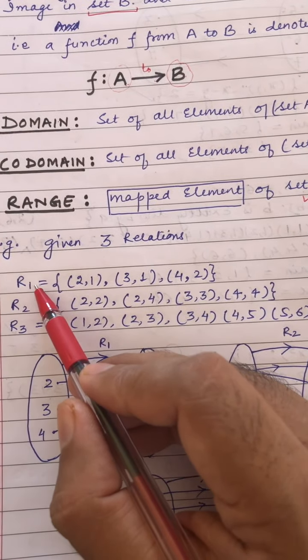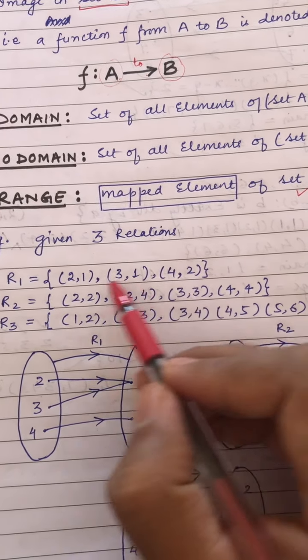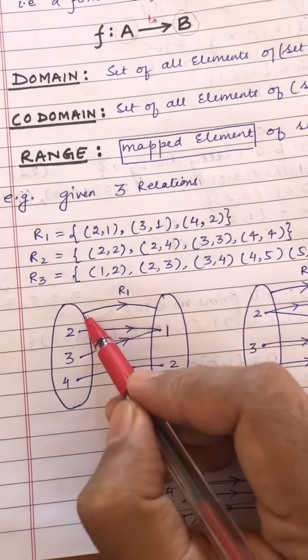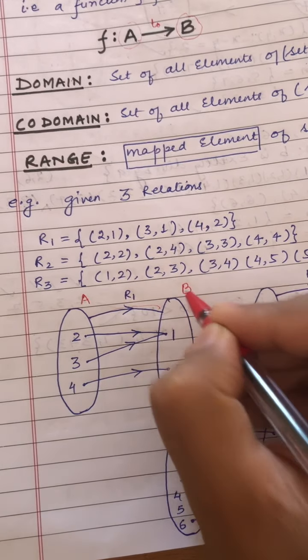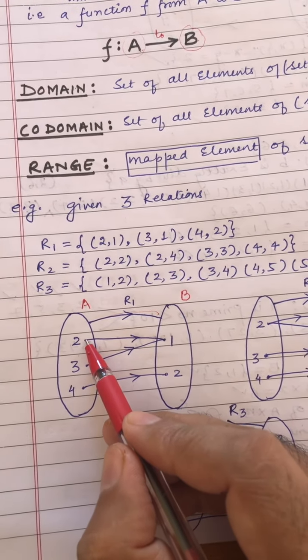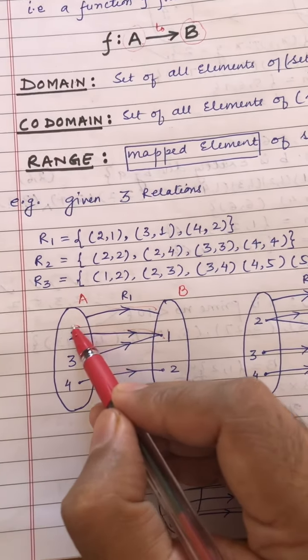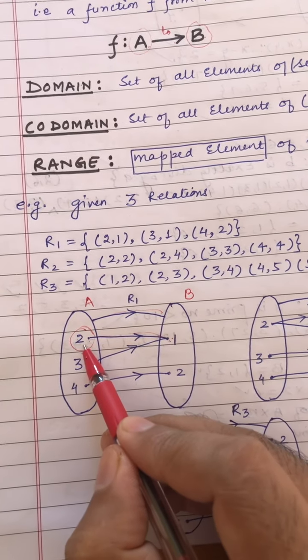Now, for this, I have taken one question. Suppose I have three relations R1, R2, R3. R1 is (2, 1), (3, 1), (4, 2). These are the ordered pairs. If I represent them with the help of an arrow diagram, this is relation R1. Suppose this is set A and this is set B. Now, what is the first element of set A? 2. What is the image of 2? 1. So we'll say 2 is a mapped element. Image of 2 is 1.